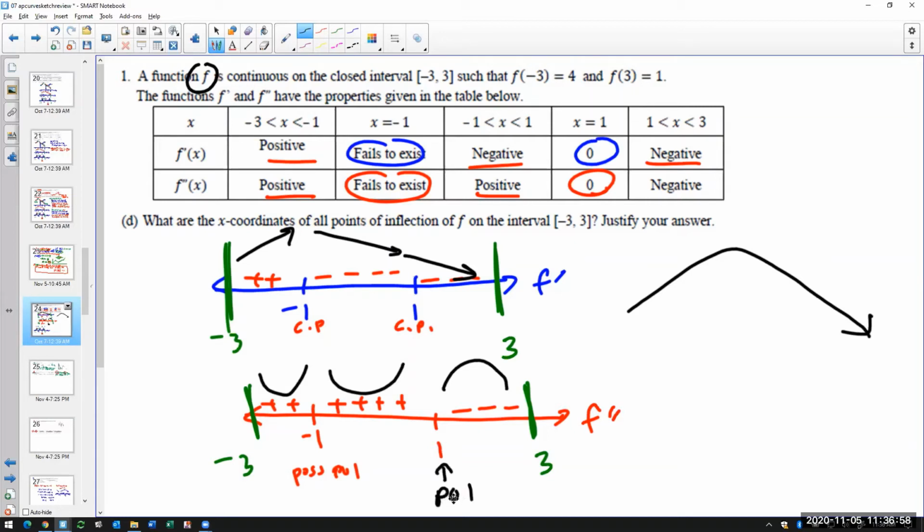Why do I have a POI at 1 and not at -1? Why is there not a POI at -1? Because you don't change concavity. Yeah, and F double prime doesn't change signs, okay? So what I'm gonna do is add these concavities to this picture.